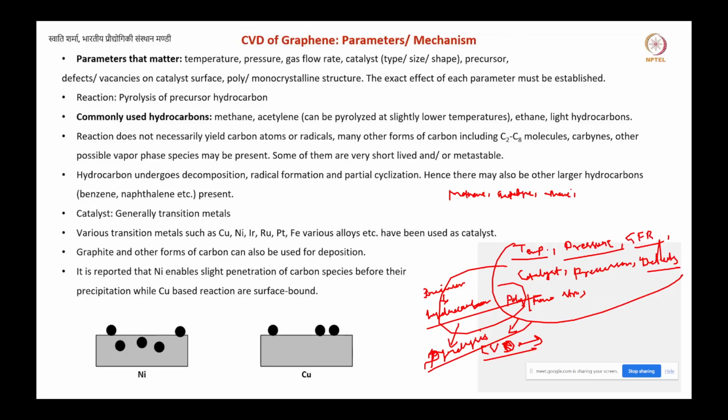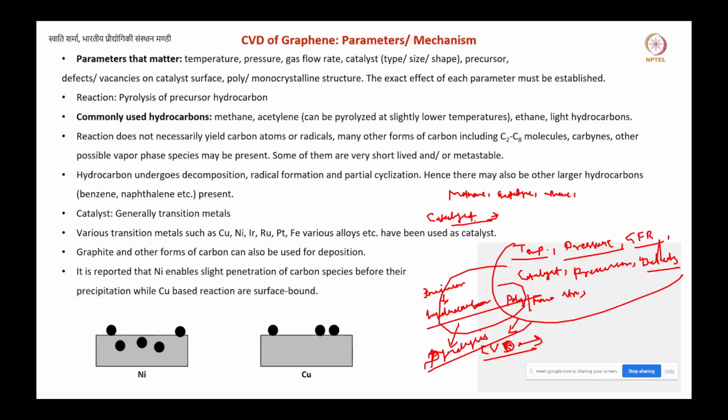Okay, so other larger hydrocarbons could also be present. This is all about the precursors that we can use, like methane, acetylene, and some light hydrocarbons, ethane, methane. Okay, now the next thing we have here is the catalyst.